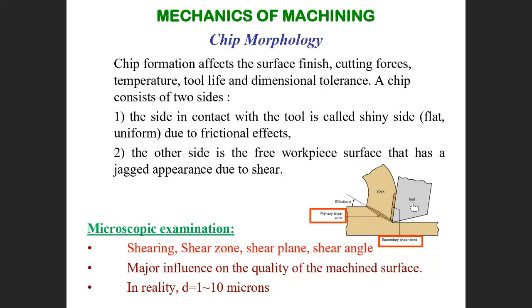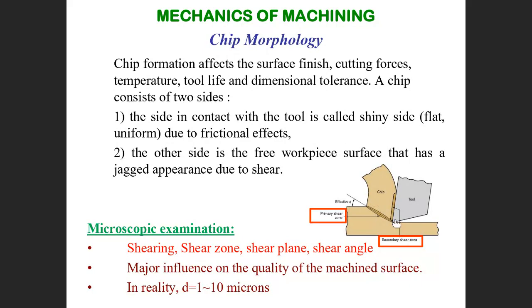So chip is really important, and the morphology of a chip tells us many information about the cutting. So analyzing a chip usually tells us many information about the cutting.